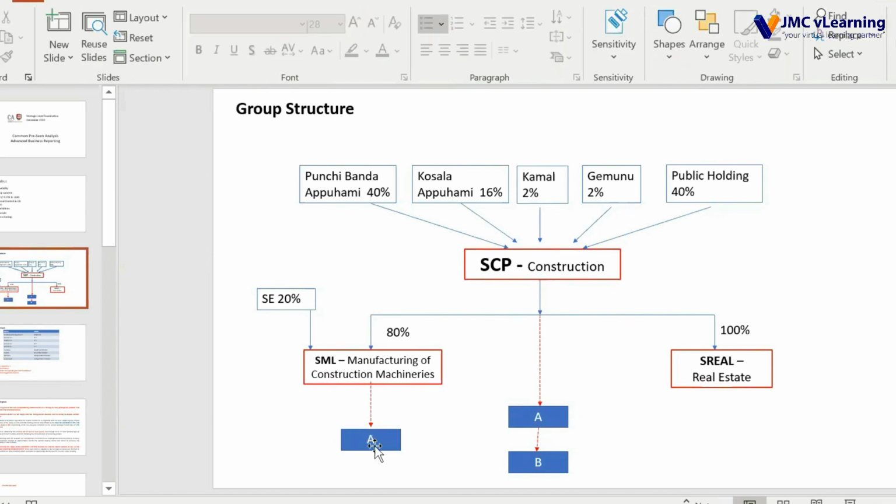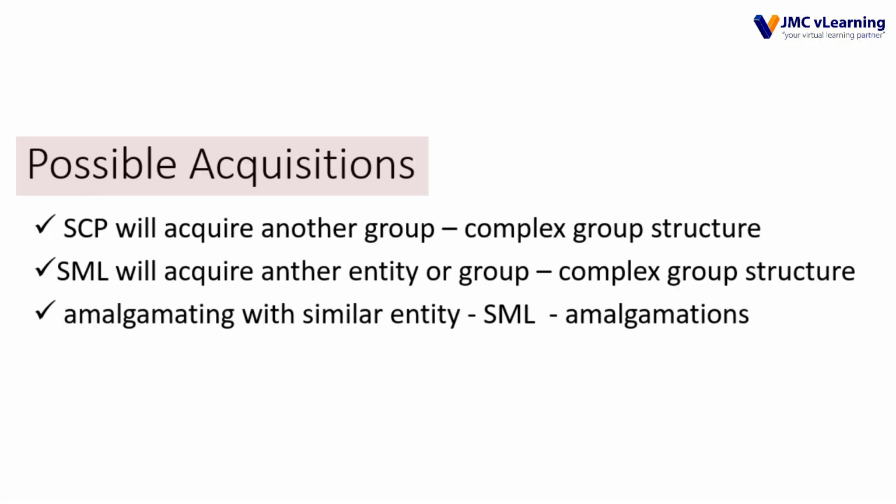Or there is another possibility under SML. SML can acquire another subsidiary, or SML can amalgamate with another similar company, right? Note down, write down possible acquisition. Here, in restructuring, I have mentioned acquisition of 1 or 2 local manufacturing establishments.